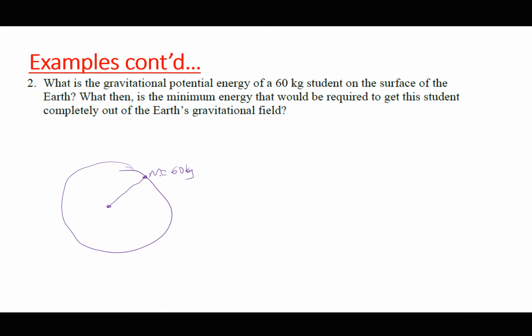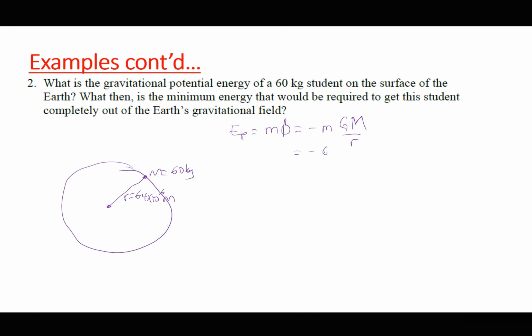We imagine moving you from infinity to the surface of the Earth, where you will be at a distance equal to the radius of the Earth. The radius of the Earth is 6.4 times 10 power 6 meters. So the gravitational potential energy, which I will call EP, is going to be the mass times the potential on the surface of the Earth, which will be negative the mass times capital G times the mass of the Earth over R. Now I'm substituting.